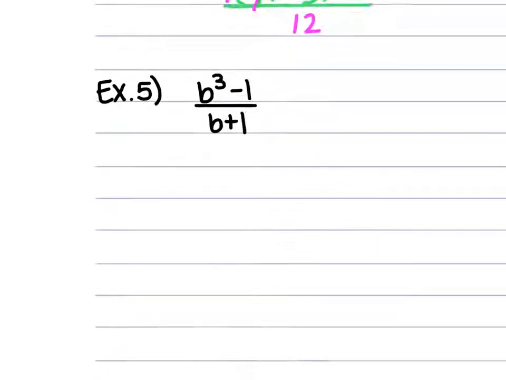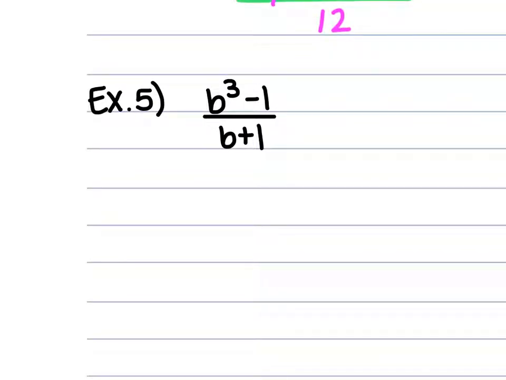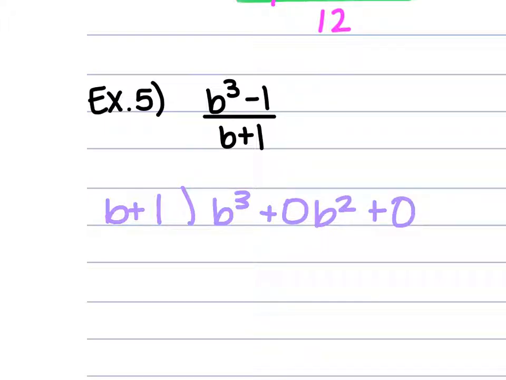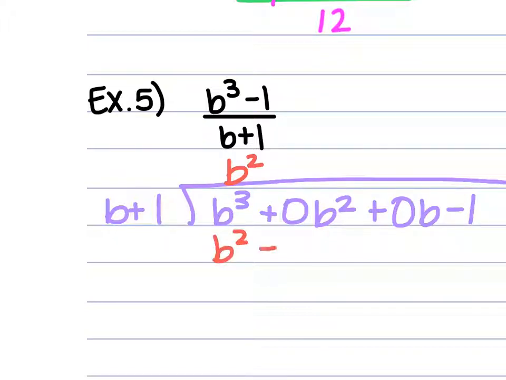For 5, we have b cubed minus 1 over b plus 1. So we have b plus 1 is going to go on the outside. The b cubed is going to go on the inside, but I'm missing a b squared. So I'm going to put 0b squared, and I'm also missing a b, so I'm going to put plus 0b, minus 1. So b times what is b cubed? B squared, multiply, b squared plus 1b squared.